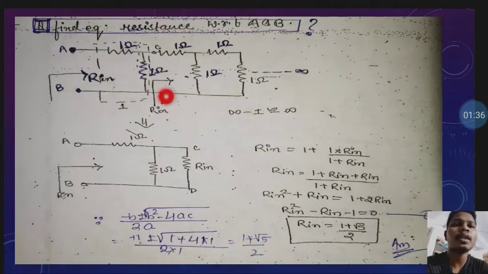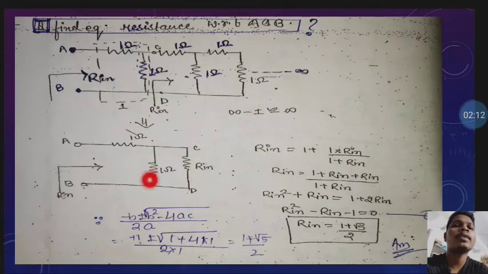Here this is the equivalent figure of this network. We need to calculate the equivalent resistance between the point A and the point B. We are taking this figure as our input resistance, R input. Here 1 ohm and another 1 ohm are connected in series and parallel manner. It is connected in series and in parallel with the input resistance. So this is the input resistance.